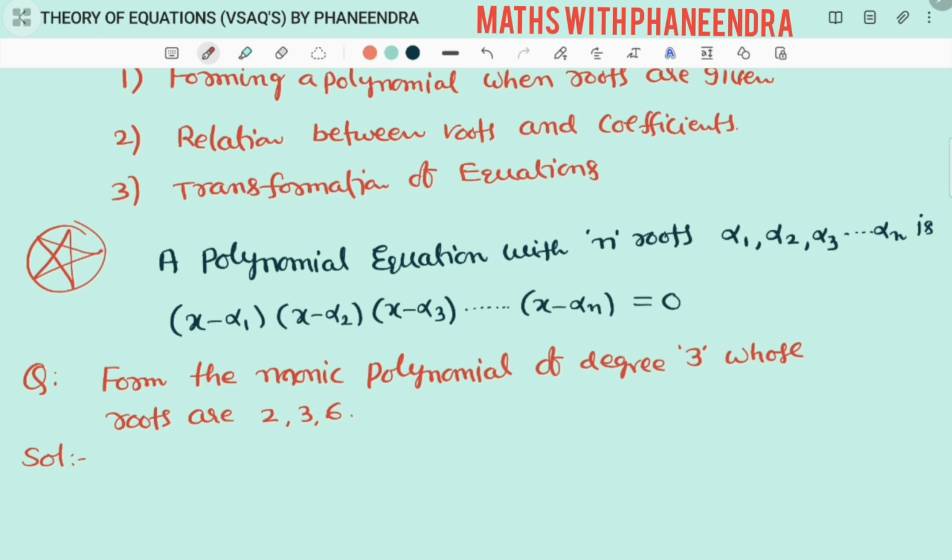Sir, you are saying about forming a polynomial, but what if they mention a monic polynomial? What is the meaning of monic polynomial? The leading coefficient in the polynomial means the coefficient of the highest power. Suppose n roots are there, then x into x and so on n times, x power n is the highest power. With three roots, x cube is the highest power, whose coefficient will be 1. That is called a monic polynomial. Monic polynomial means the leading coefficient of the given polynomial is equal to 1. So now come to the question.